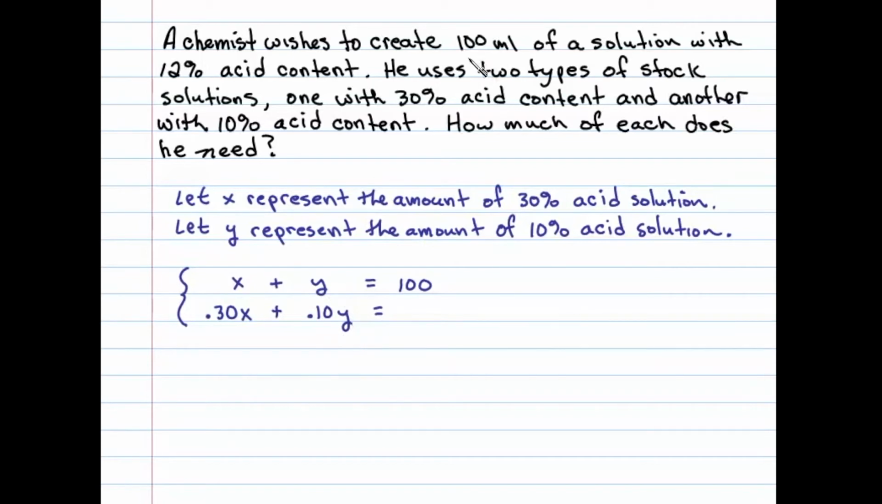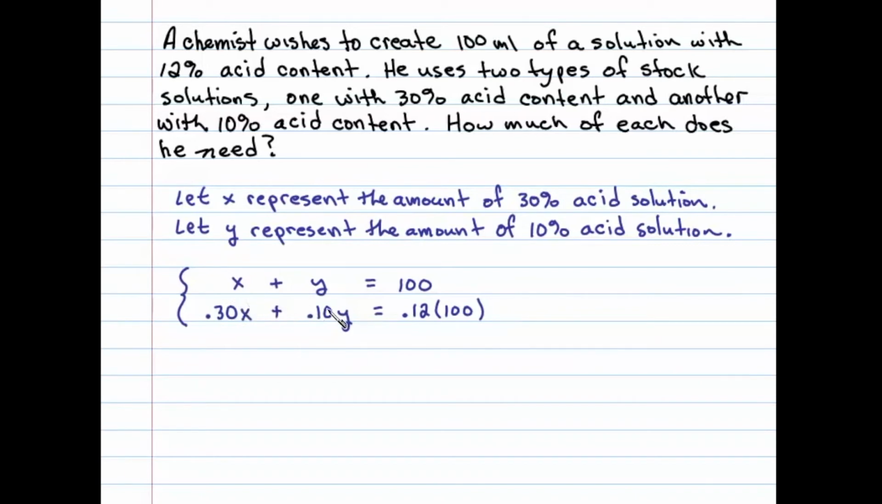Now the end result is to have a 12% acid content, or in other words, 0.12 of the 100 milliliters should actually be acid. So this is our setup: the total amount and the total acid content.